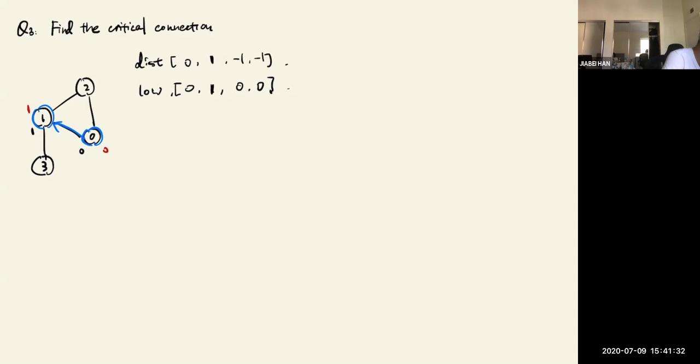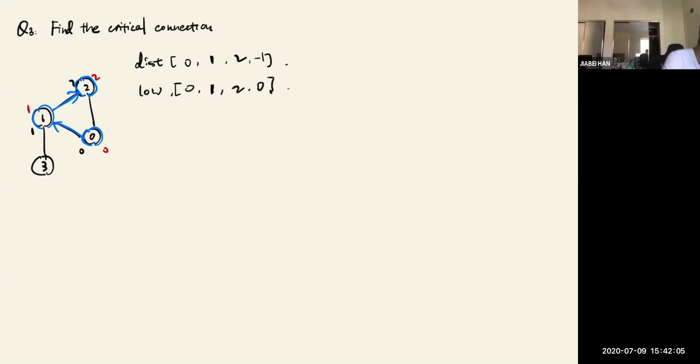And then we visit 2. Same as before. Let me just mark this, this is the direction of the depth first search tree. We mark the distance as 2 and the low as 2 as well. This has not been visited before, so we update the value here. Distance is 2 and low is also 2.